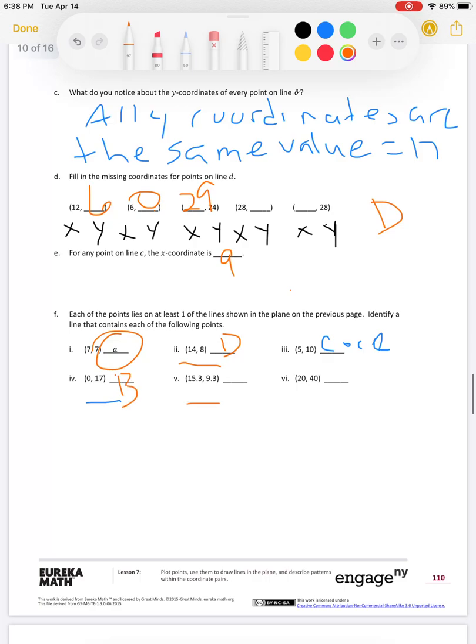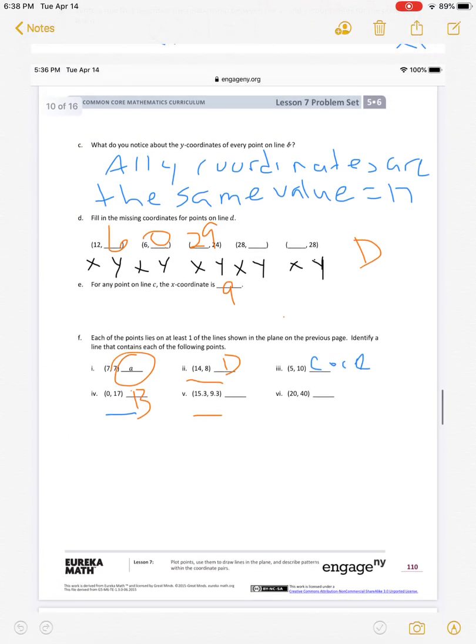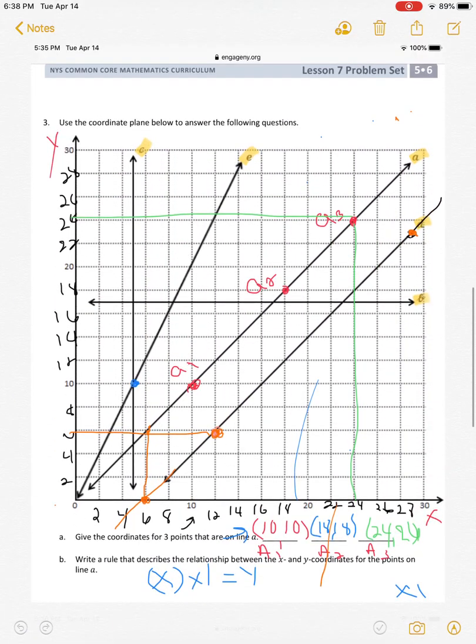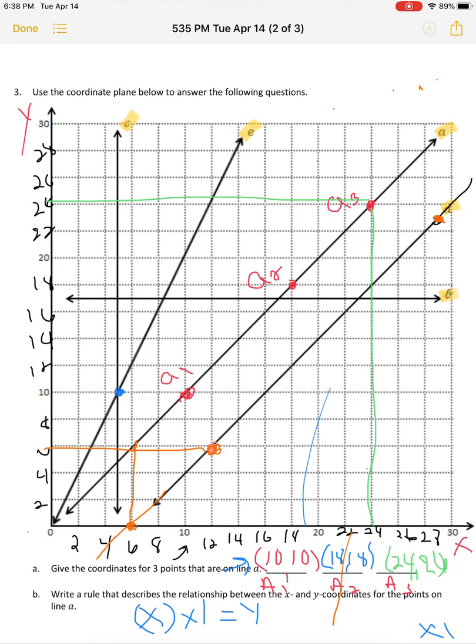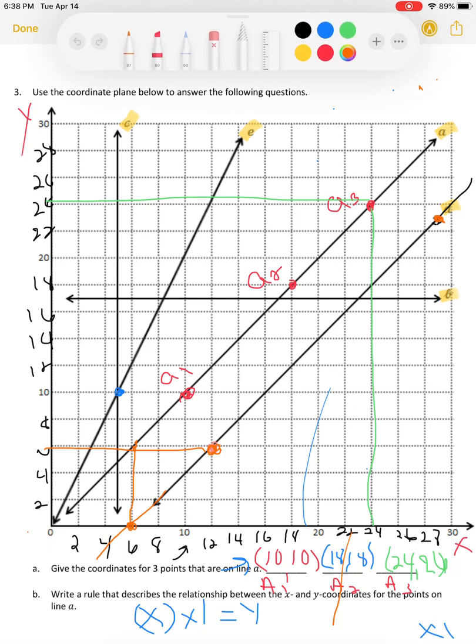All right, the next one, 15.3 for x and 9.3 for y. Let me grab a tool. 15.3 for x. I'm going to go over. 15 would be in between 16 and 14. And then 0.3 would be just a tiny little bit over from 15. I'm going to stay in the middle because it's really close there. And then what was the y?